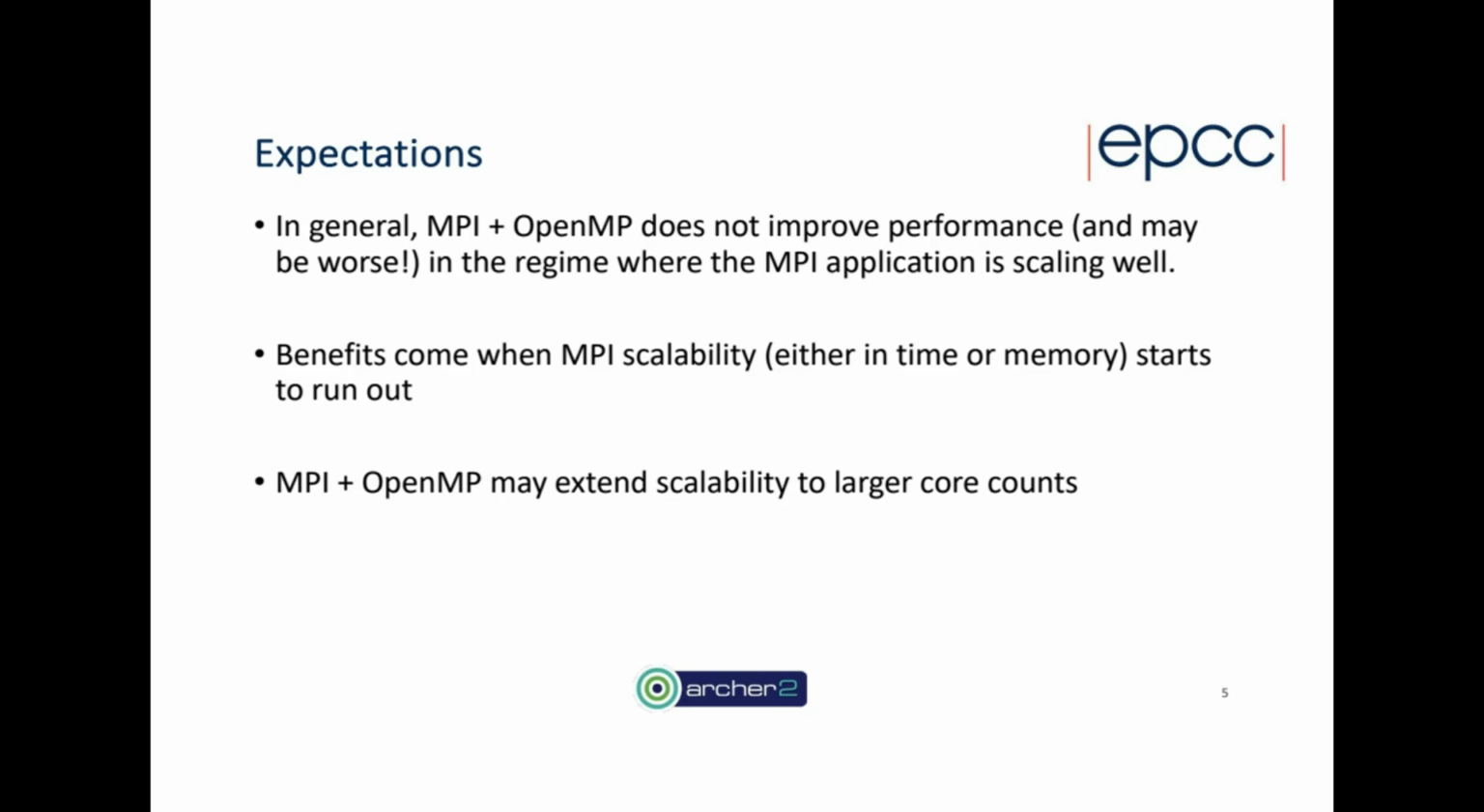The benefits tend to come where the MPI scalability, either in execution time or possibly also in memory usage, starts to run out. And then our expectation is hopefully that MPI plus OpenMP may extend our scalability to larger core counts than what we can achieve with MPI alone.